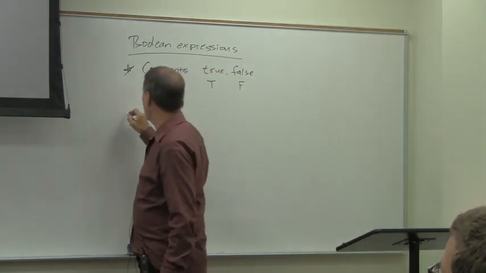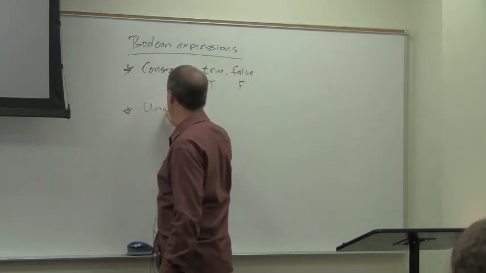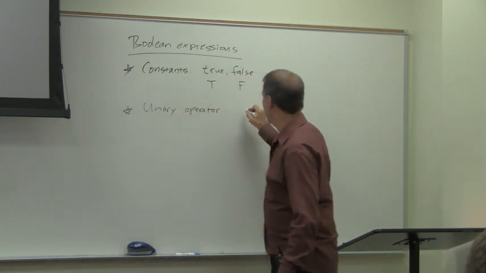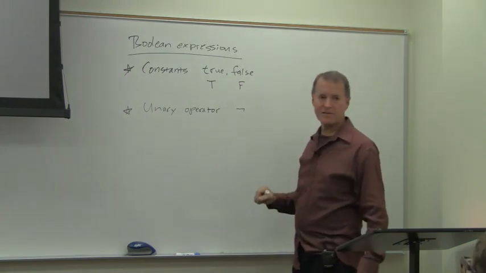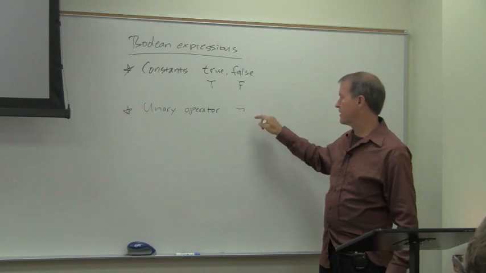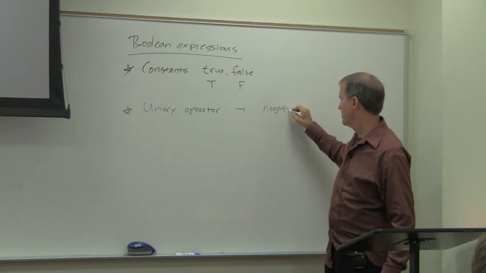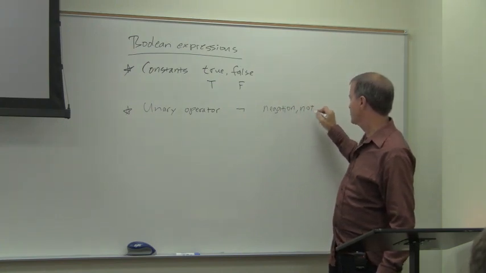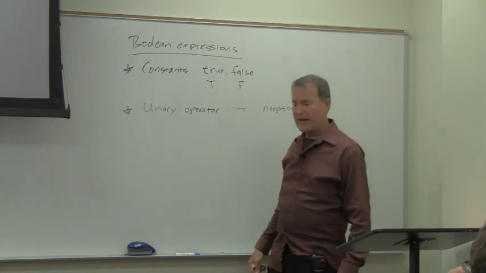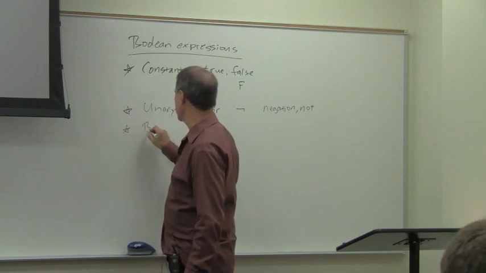Now, there is one unary operator, and the unary operator looks like this. We've mentioned this once before. What does this mean? Negation, also called not. So that's the not operator, and it's unary, so it goes in front. Then we have a long list of binary operators.